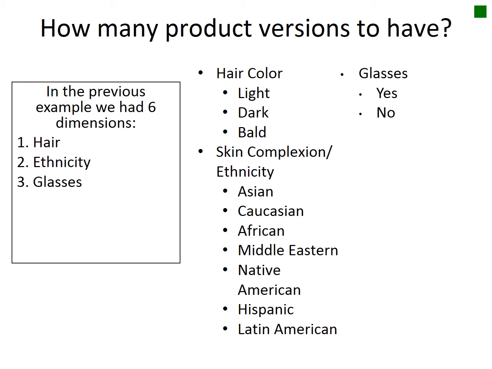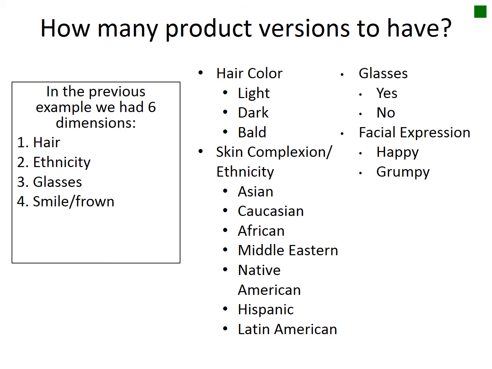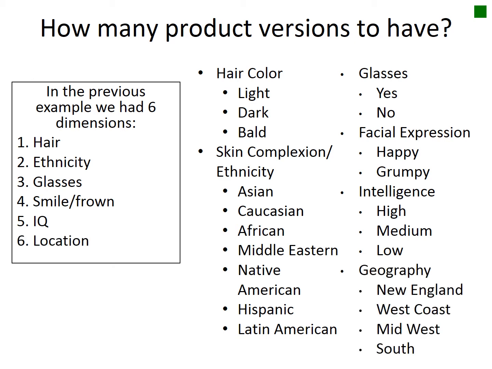Glasses, yes or no. They either have glasses on or they don't. Facial expression: smile, frown, happy, grumpy is kind of the look there. IQ, based on some standardized test scores, we have an intelligence or IQ level, and high, medium, and low are the 3 different levels there. And then location, and here we have geography specified. We had 4 different locations: New England, West Coast, Midwest, and South.